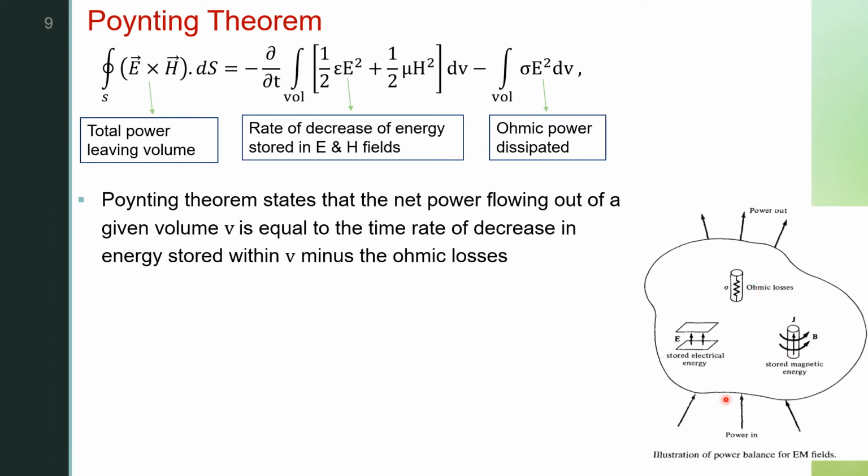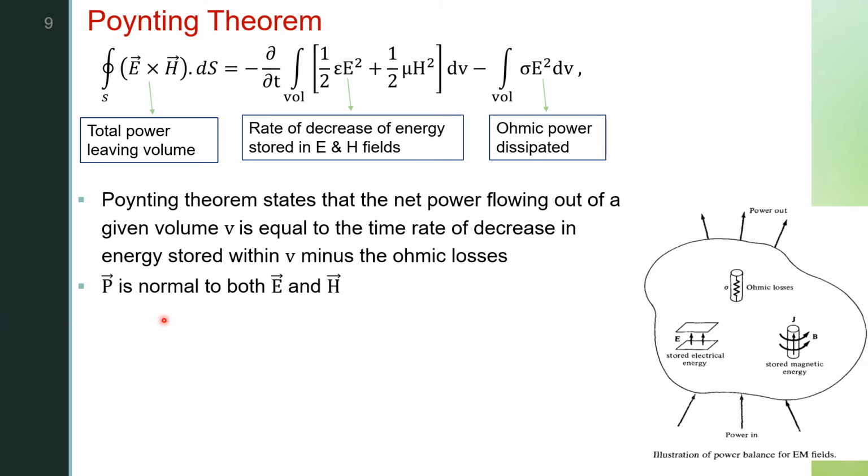So that is what I've shown here pictorially. Here there is some input power. Out of the input power, some is stored in the electric field and some energy is stored in the magnetic field, and some is dissipated as ohmic losses, and the rest of the power will be flowing out of the volume.